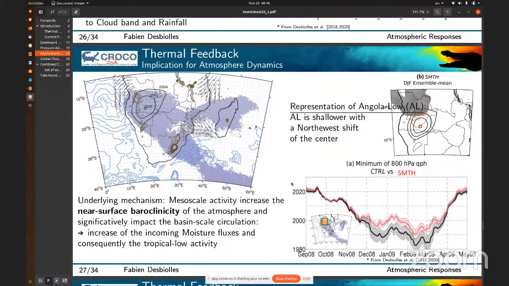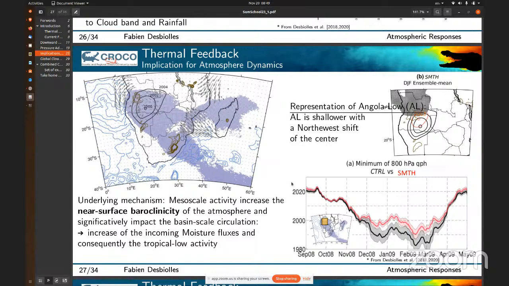So first, on the left, I show you our control run, which is the run that sees the full spectrum of SST. And we verify that we have the main structure. So this is the Angola low in black contours. We have incoming moisture flux, and purple dots are representing more or less the cloud system.